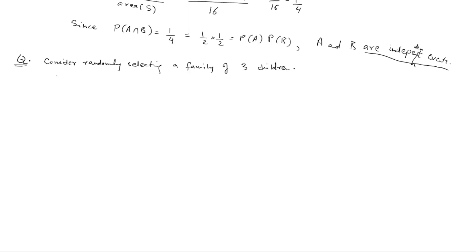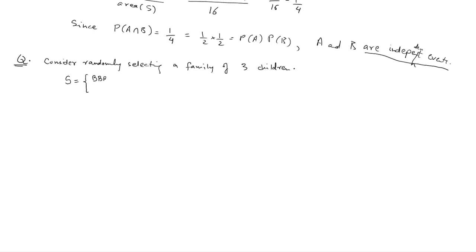What will your sample space look like? Anyone? Five pupil. 5. Okay, that's a good answer. But I'm only concerned with the children, not the parents. 3 pupil. Okay, good. 3 pupil. And give me one possible outcome. 2 boys and a girl. Okay, great. So let's start enumerating.